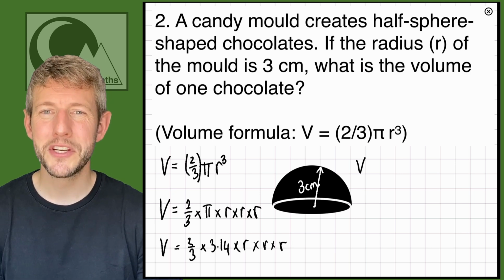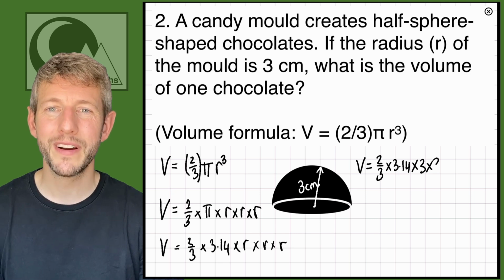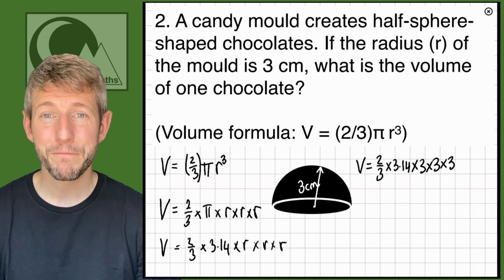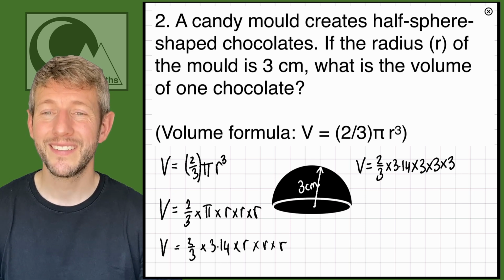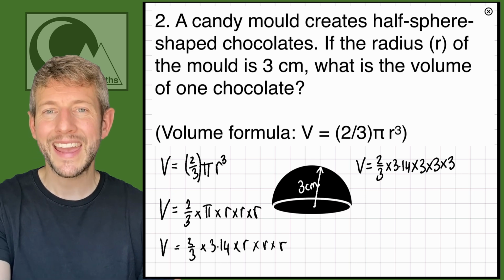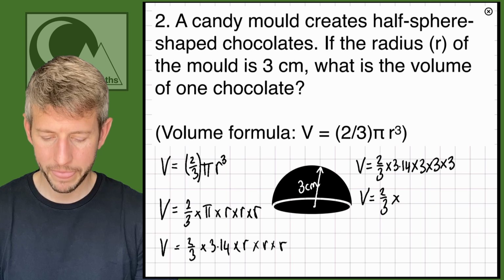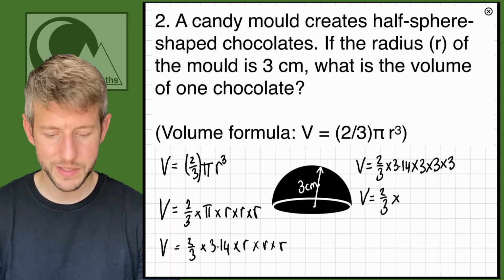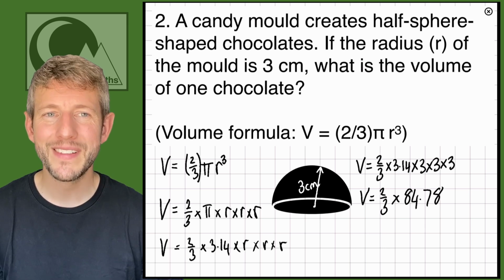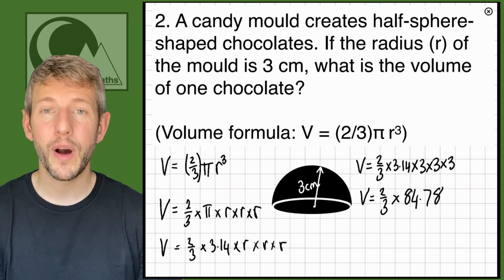Now we might as well substitute in the value. So V equals 2 over 3 times 3.14 times 3 times 3 times 3. Now remember, I'm going to work out the second bit first, and then we will worry about finding 2/3 of that at the end. So 3.14 times 3 times 3 times 3 is going to give us 84.78.